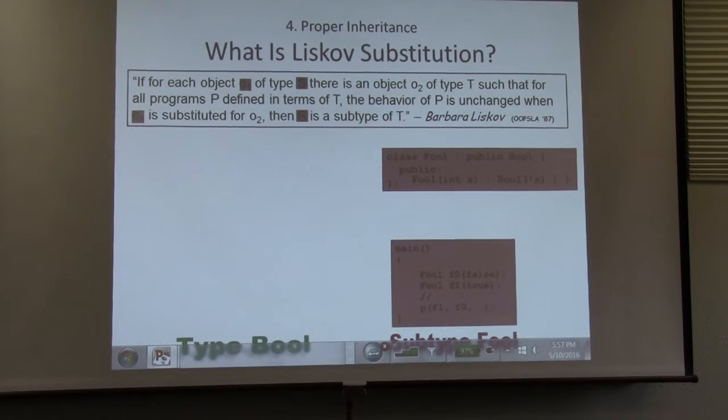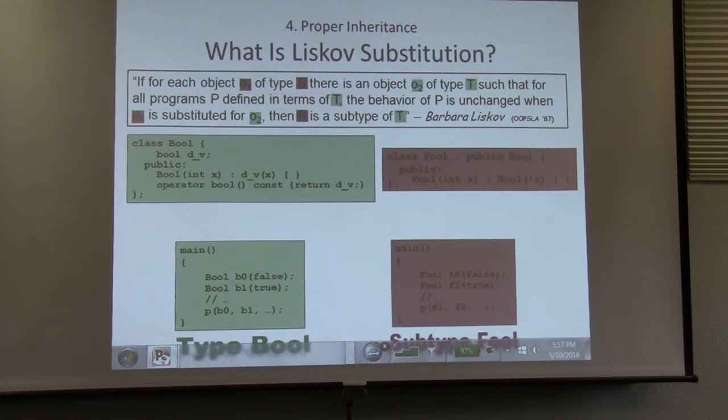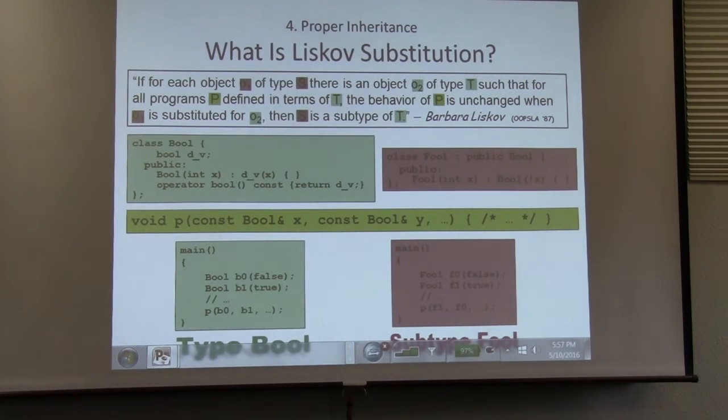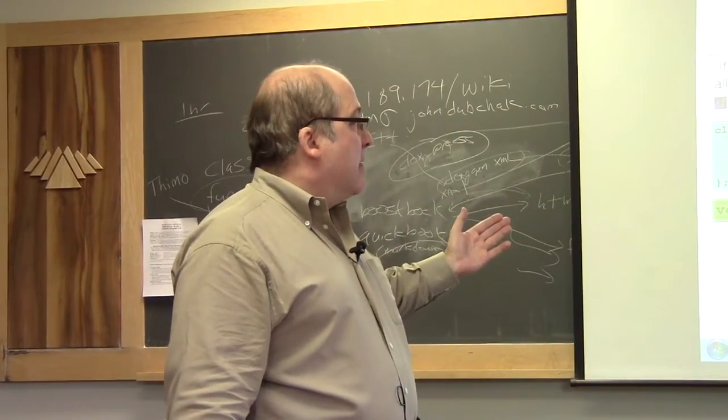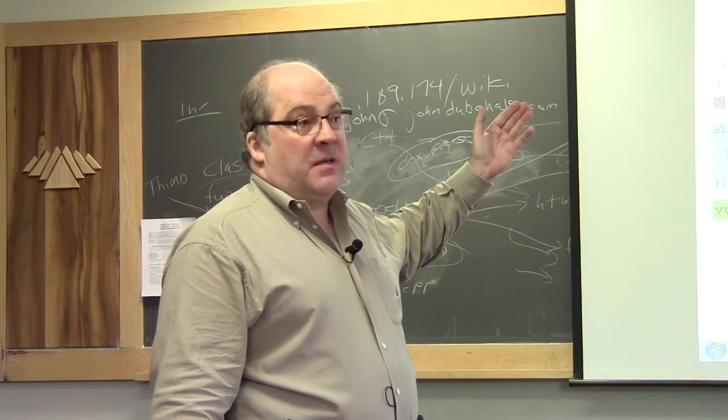So if you look at this, for each object O1 of type S, there is an object O2 of type T such that for all programs P defined in terms of T, the behavior of P is unchanged when O1 is substituted for O2, then S is a subtype of T. This is the thing. If you're writing a function in terms of the base class, the supertype, there exists an object in the supertype that can be substituted for objects in the subtype, never mind constructively, just do they exist, without any change in observable behavior, well then, the supertype is substitutable for the subtype.